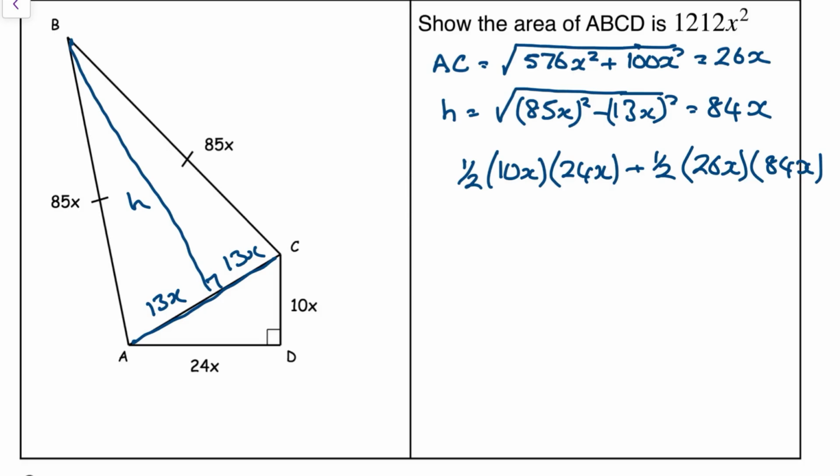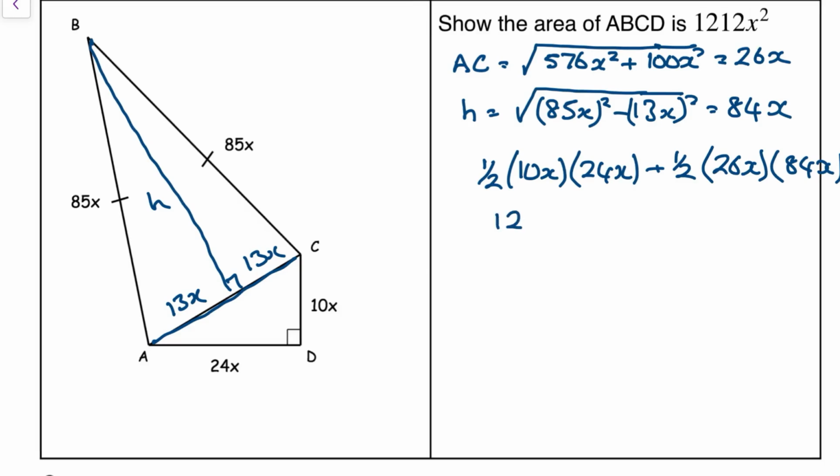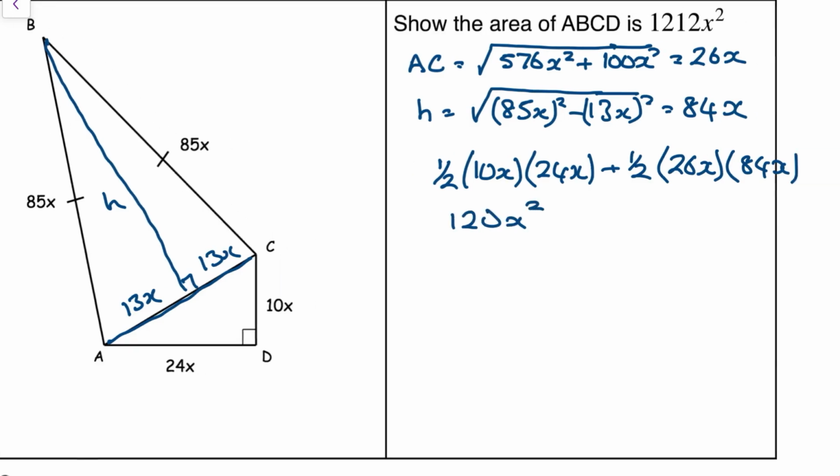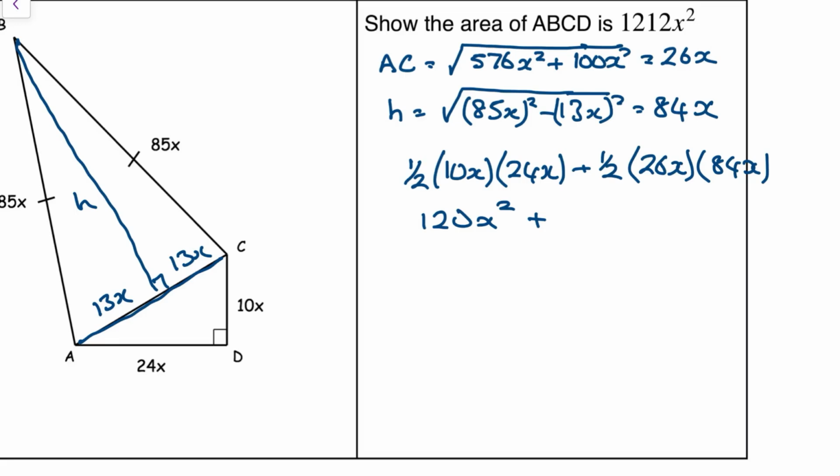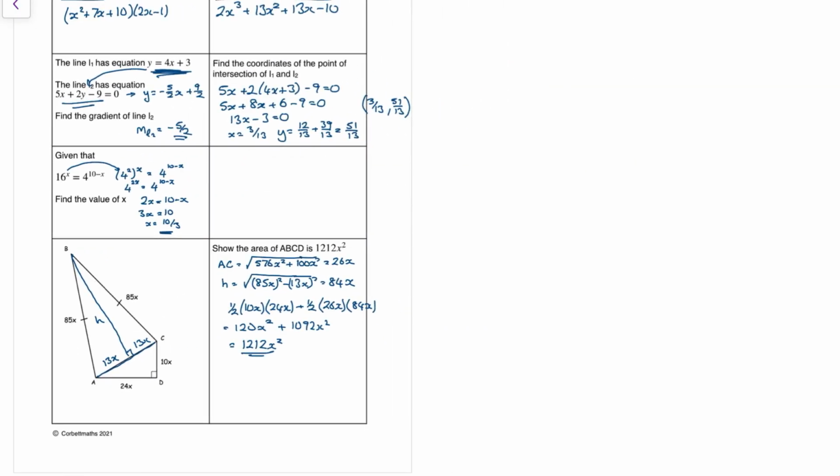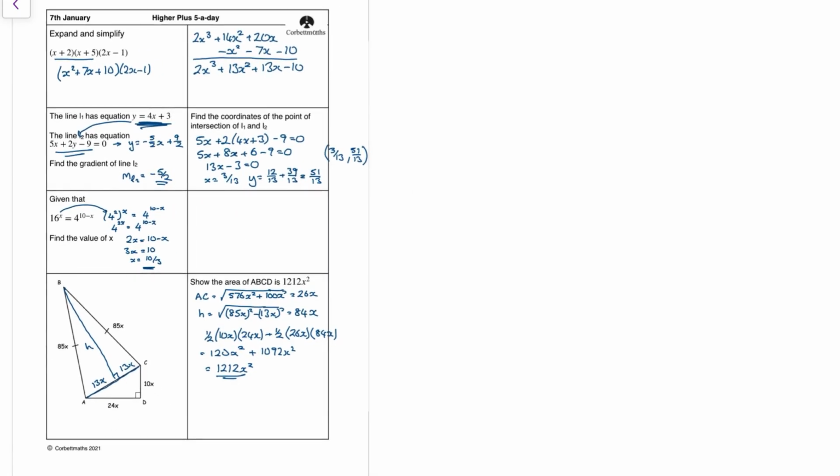So 0.5 times 10 times 24 is going to give me 120x squared. And then I'm going to add on a half, 0.5 times 26 times 84, which is 1092x squared. Add these things together, so plus 120, and I do indeed, thankfully, get 1212x squared. Always reassuring when you get the answer you're supposed to get. And that's ended today nicely. That's actually quite a nice little set of questions, isn't it?